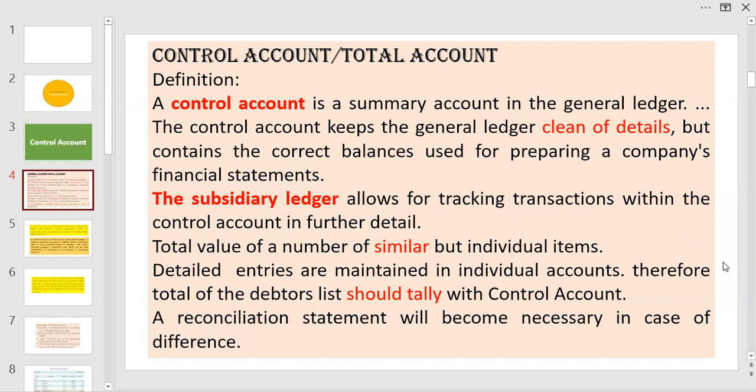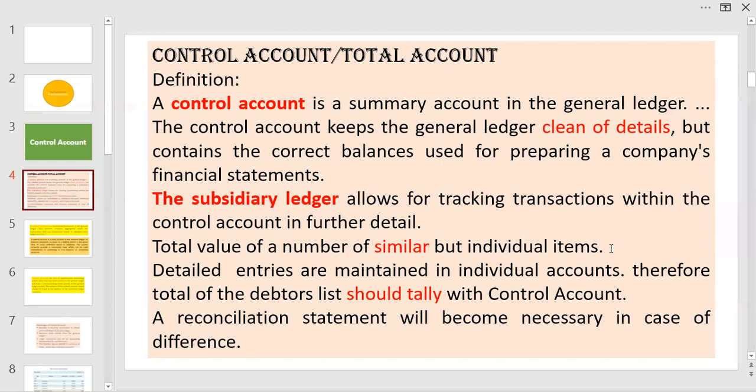Each of these personal accounts is identical. Even though the amounts may vary, the nature of transactions is very similar. As you all know, personal accounts are accounts with the names of natural, legal, or business persons. Generally, for debtors and creditors, separate ledgers are maintained.